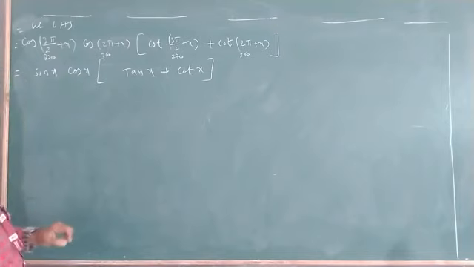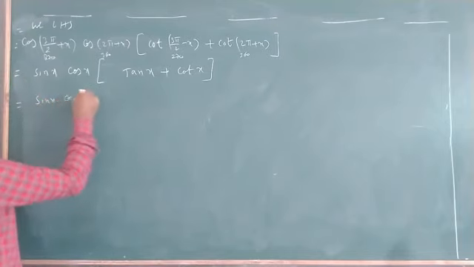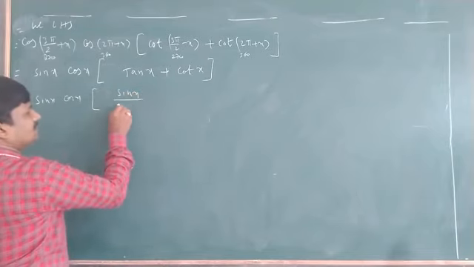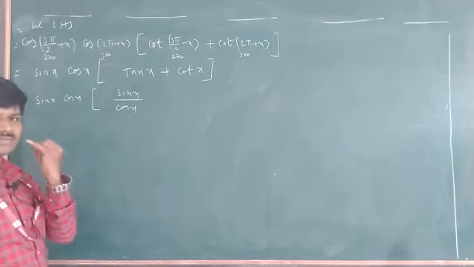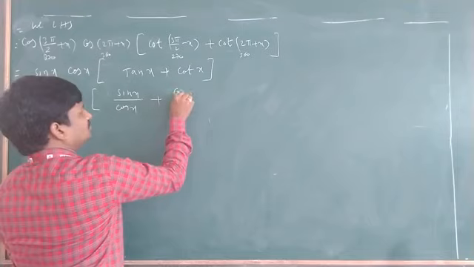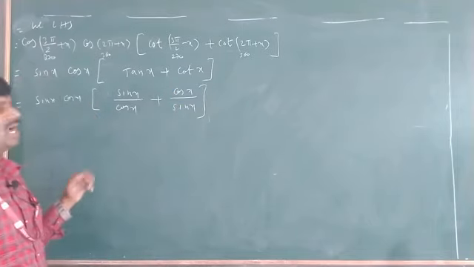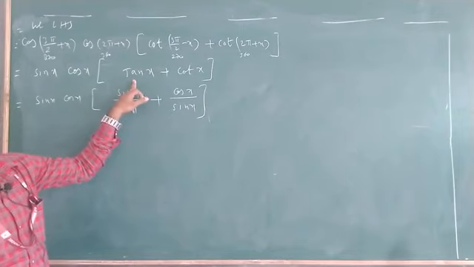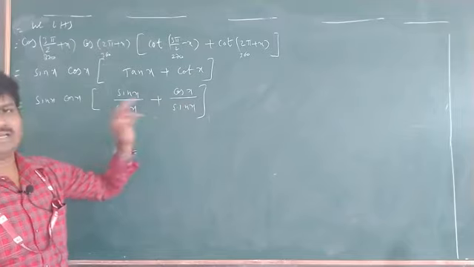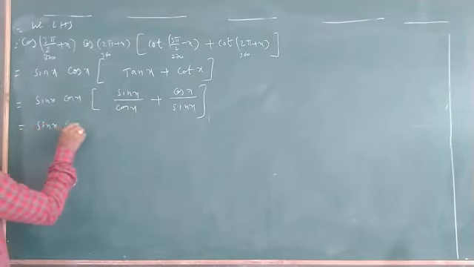Next, here we have sin x into cos x and so on. Tan x is sin x by cos x, plus cot x is cos x by sin x. After simplification it is 1. In place of tan x, I am writing sin x by cos x, and in place of cot x, I am writing cos x by sin x. Next, sin x into cos x.